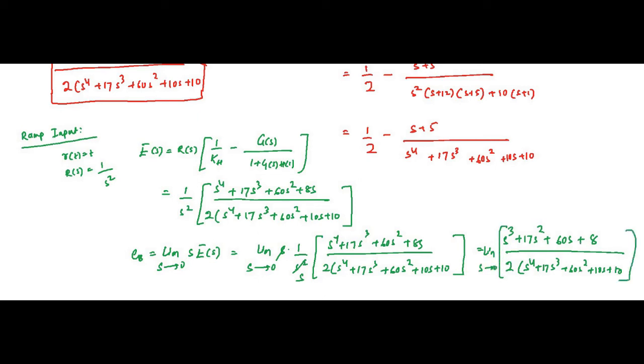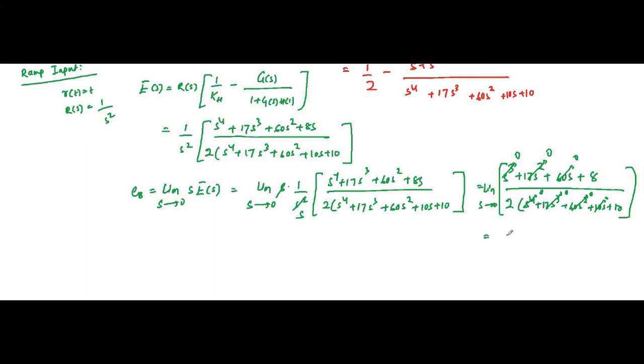So all these terms become 0. This becomes 0, this becomes 0, this becomes 0. Here this one becomes 0, this one becomes 0, this one becomes 0, this one becomes 0. Only this much remains. So finally the result is 8 by 2 into 10, which is 4 by 10, which is 0.4. So the steady state error for this non-unity feedback system for unit ramp input is 0.4. So this is for ramp input.